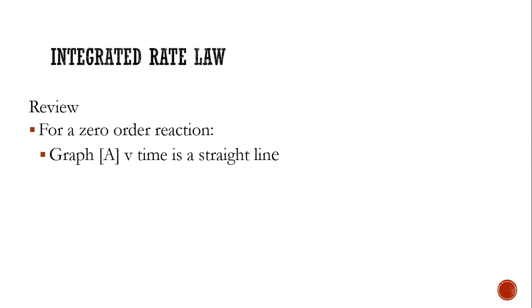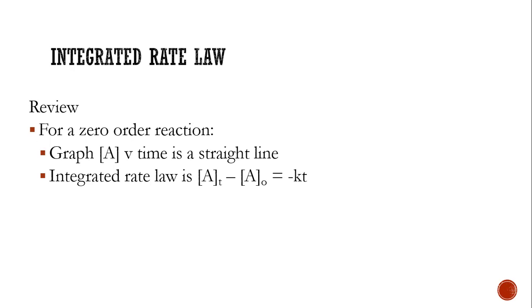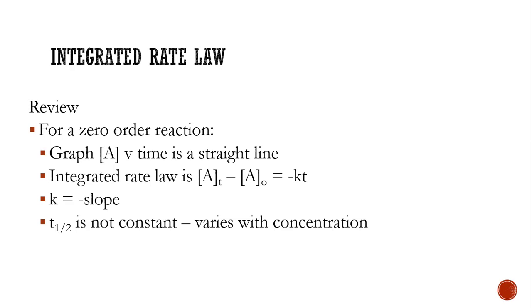For a zero-order reaction, the graph of A versus time is a straight line. The integrated rate law is A sub t minus A sub 0 equals minus kt. K is equal to the absolute value of the slope, and T1/2 is not constant.